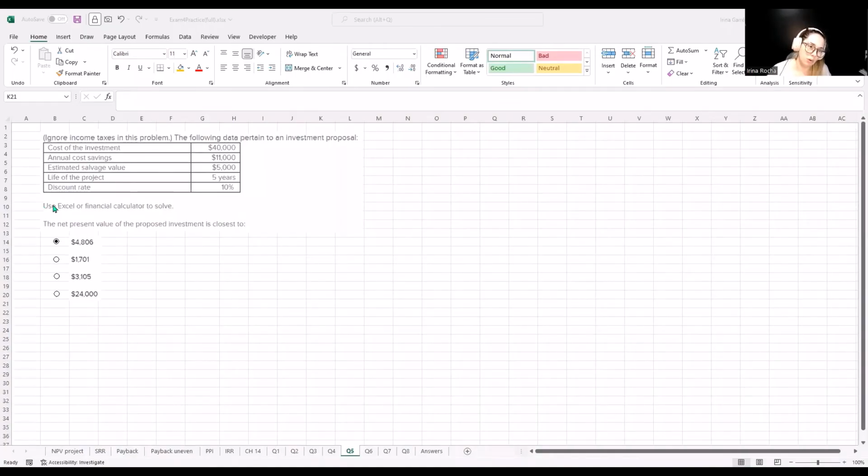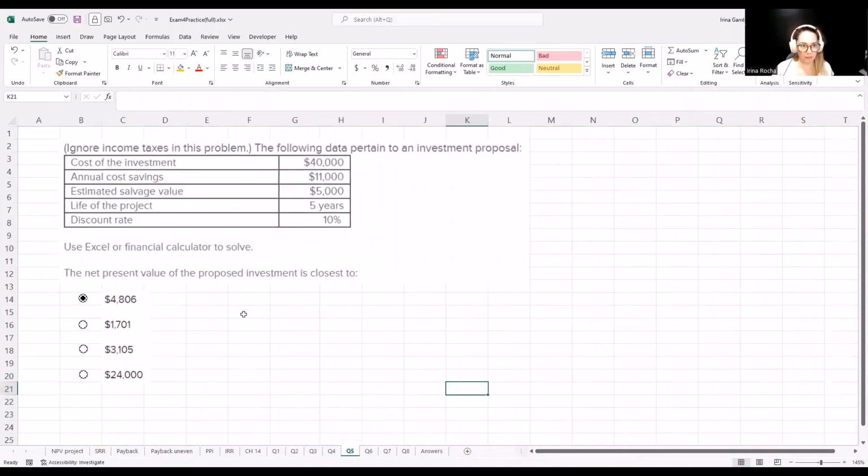So almost done. So here we go. The following data pertain to an investment proposal. Use Excel, of course, I'd never do it any other way. The net present value of the proposed investment is close to. So net present value, how much is my profit in today's dollars? So I would do the little tab, and what we know is that we have now, and then we have 5 years. So 1, 2, 3, 4, 5, just 5.